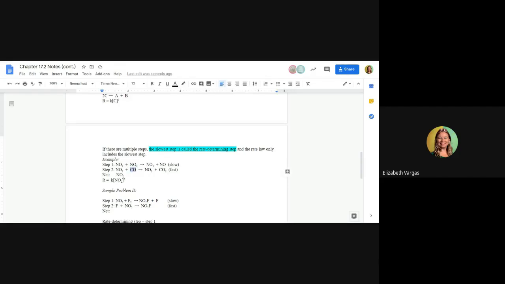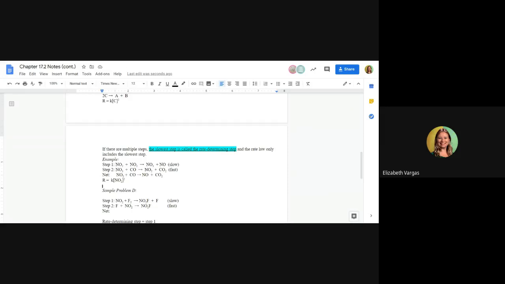Plus CO is my other reactant. And my products: NO3 cancels, NO did not cancel. So NO is a product. And then the NO2 is canceled, CO2 is the other product for this reaction. So that would be my net equation. And this would be the rate law for this equation.